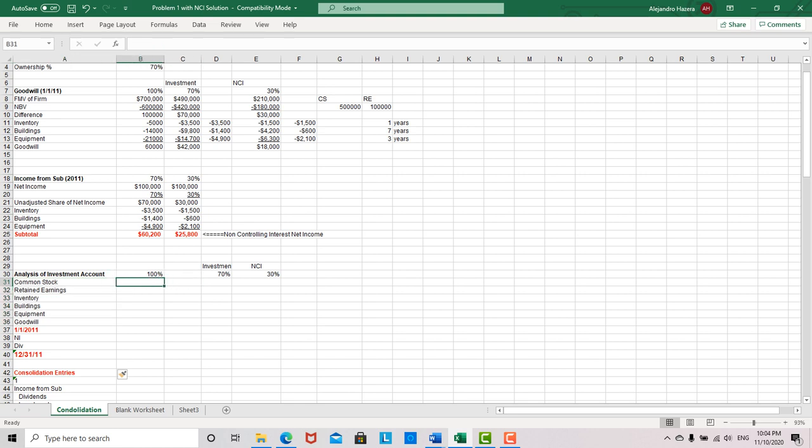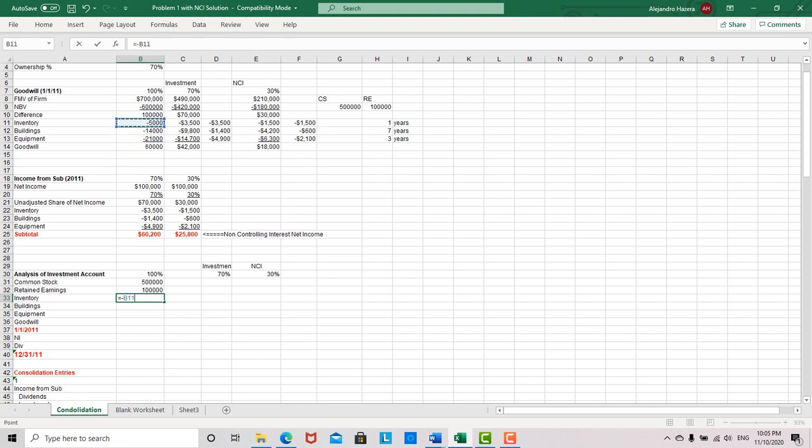Okay, well, it looks to me common stock at 1/1/11, goodwill is calculated at 1/1/11, was $500,000. Keep in mind that it's the beginning of the current year. So if we were doing this for 2012, it would be a 2012 consolidation. Then retained earnings, 100,000. That was your retained earnings as of 1/1/11.